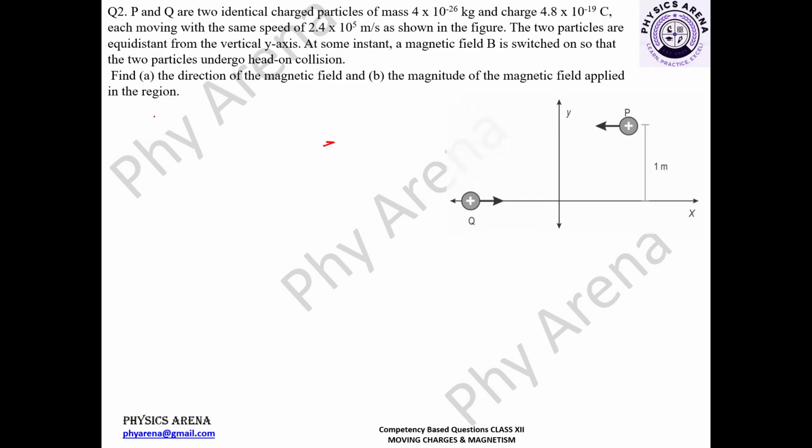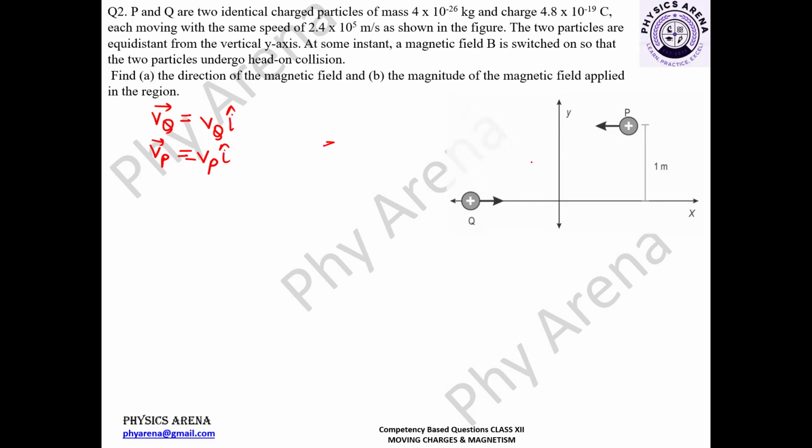We can write the velocity for charge Q. It is towards the positive x-axis. So VQ vector is VQ vector magnitude into I cap. And VP vector, the velocity of charge particle P, is towards the negative x-axis. So we can write VP vector is magnitude of VP into I cap with a minus sign. They both are at a distance of 1 meter from each other.